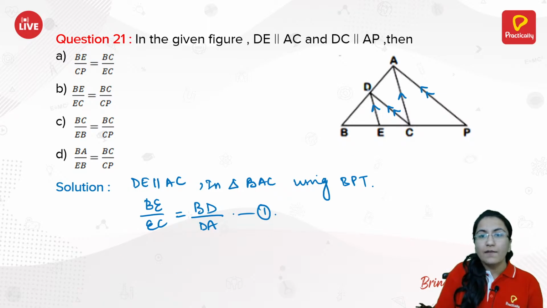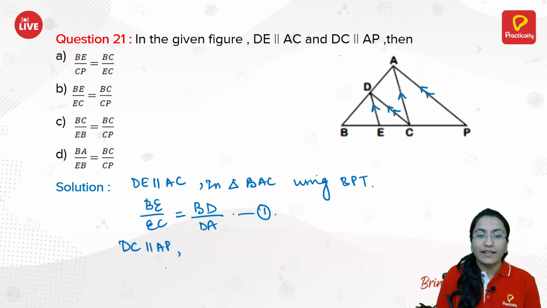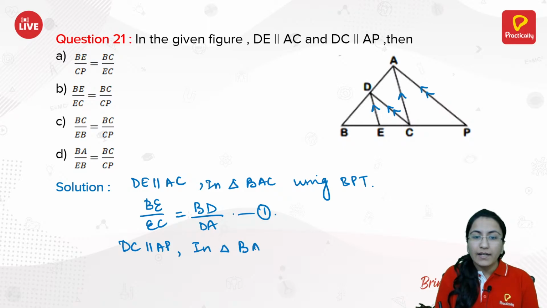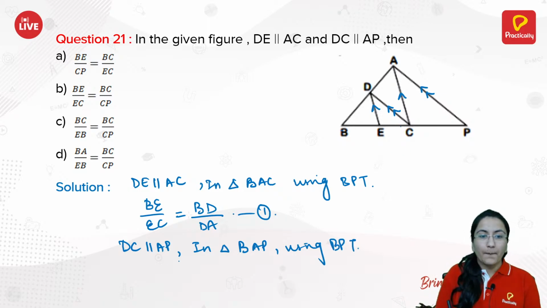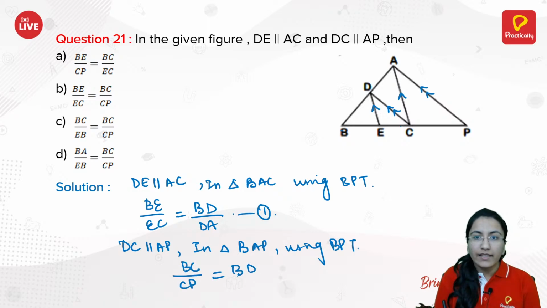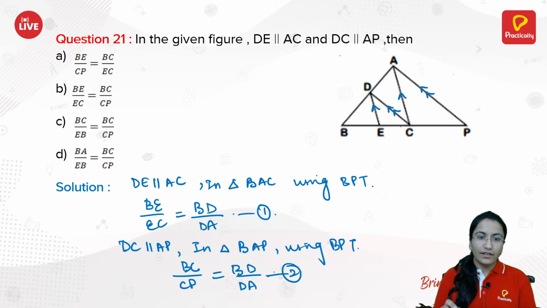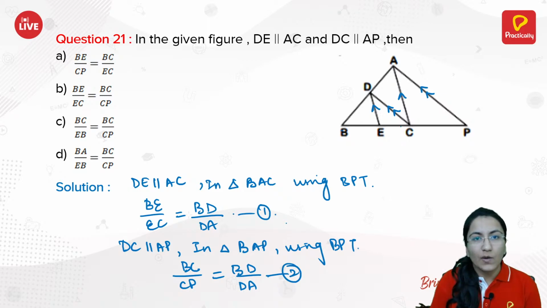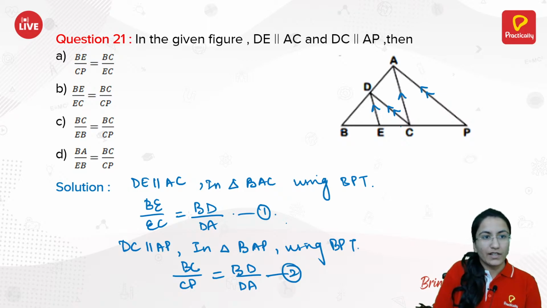The next condition is DC is parallel to AP. Then in triangle BAP, again using the basic proportionality theorem, BC over CP is the same as BD over DA. This is the second condition. Now we have two conditions. Let's check the options and see which would be correct.